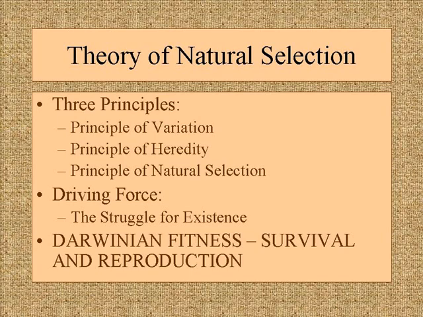So when we talk about Darwinian fitness, we hear the expression survival of the fittest. But in Darwinian fitness, it's not just about survival. You have to pass your traits on to the next generation. It's survival and reproduction. If you're surviving, it doesn't matter how long you live, doesn't matter how long you survive, if you're not passing your traits along, then you're not fit in Darwinian terms.